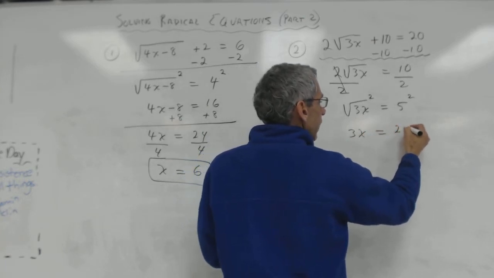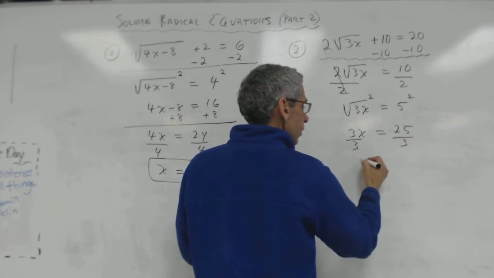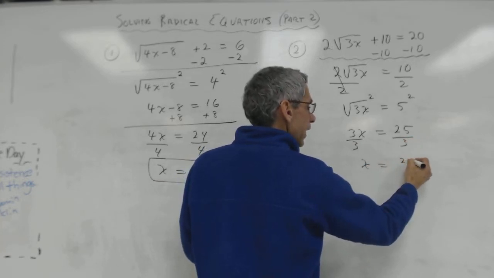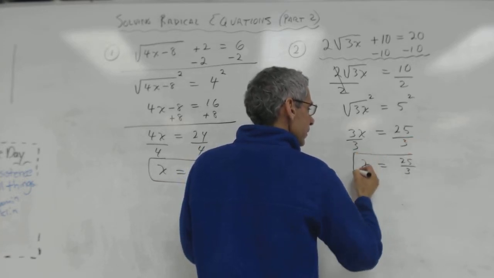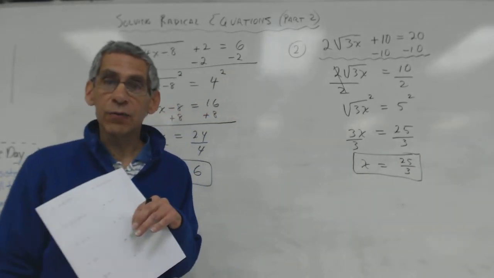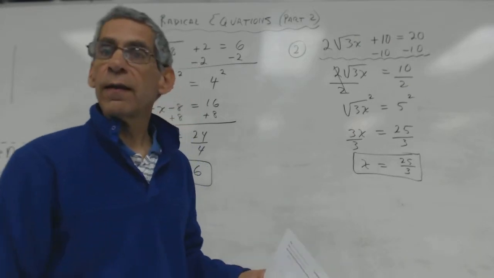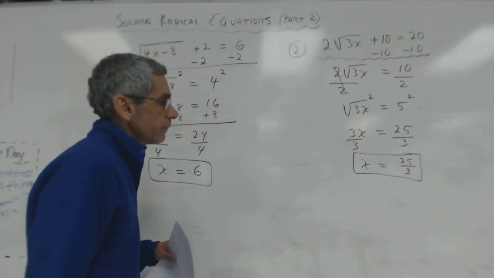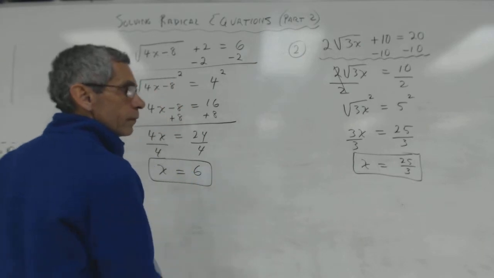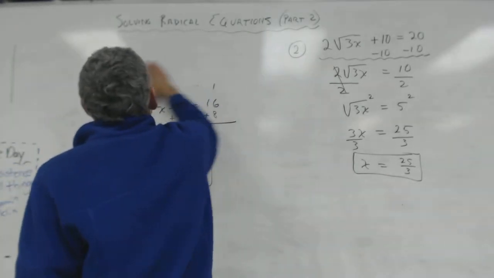3x is equal to 25, and then what do I do? So this one is a fraction. 25 over 3, right? Pretty easy, right? Of course, you could do 8 and 1/3. Oh yeah, as a mixed number. Yes, right.